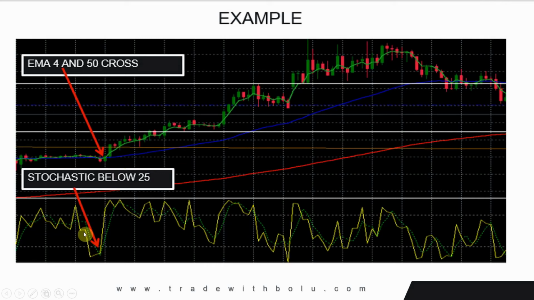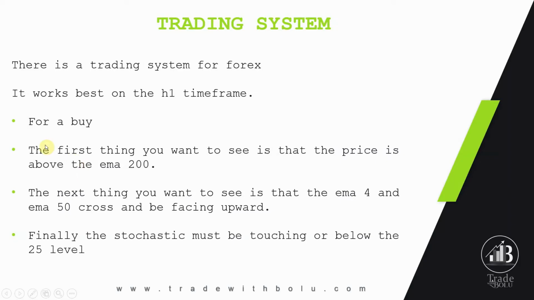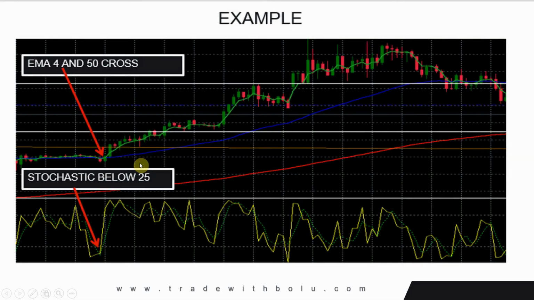We have the stochastics below 25, right, or at times it might just be touching, and then you have the 4 EMA, right, which is in green, cross the 15 EMA, and they are in an upward slope. You remember the very first thing that we asked to confirm is that the price is above the 200 moving average. That means it is on an uptrend. So you can see that the price is above the 200 moving average.